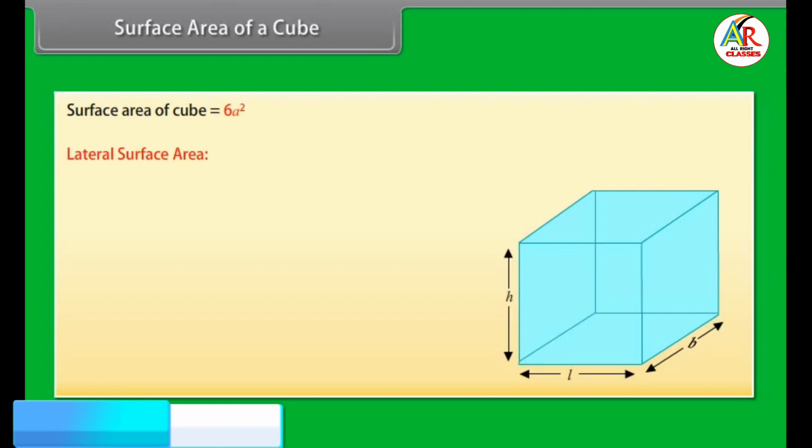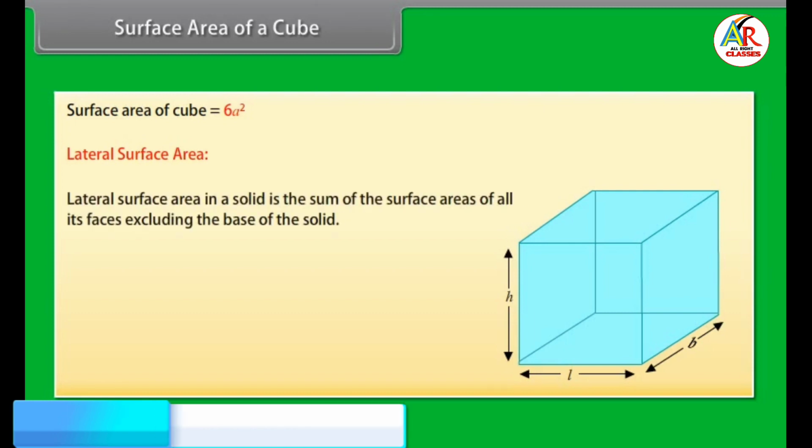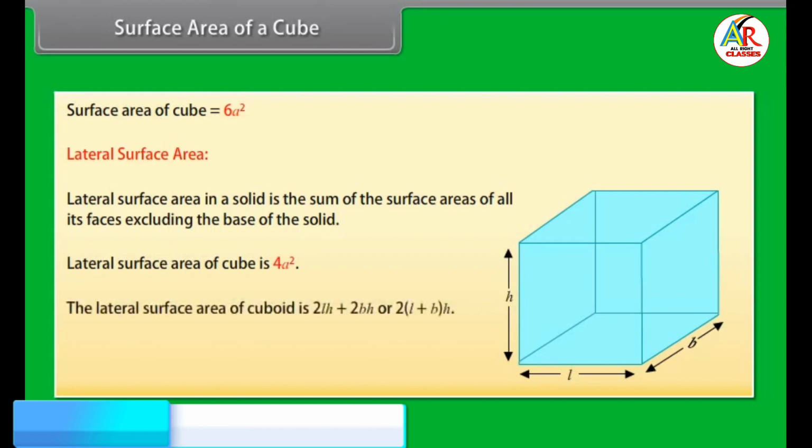Lateral surface area. Lateral surface area in a solid is the sum of the surface areas of all its faces excluding the base of the solid. Lateral surface area of a cube is 4A square, and the lateral surface area of a cuboid is 2LH plus 2BH, or 2 into (L plus B) into H.